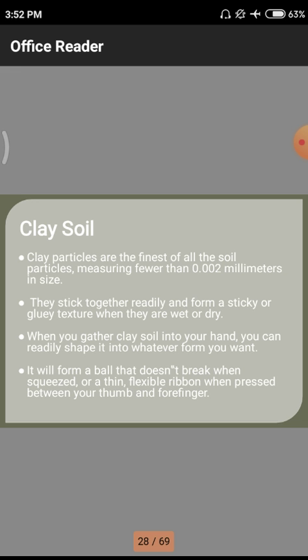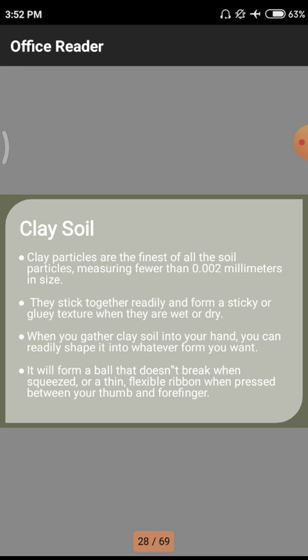That means when they are wet, if there is a binding material, the clay material is the binding material. When we add some quantity of water to those, they will stick to each other. That means there may be some gluey nature to these clay soils. When you gather the clay soil into your hand, you can readily shape it into whatever form you want. That means whatever the shape we need to form, we have to form with the help of these clay soils, because of this cohesion and adhesion properties.